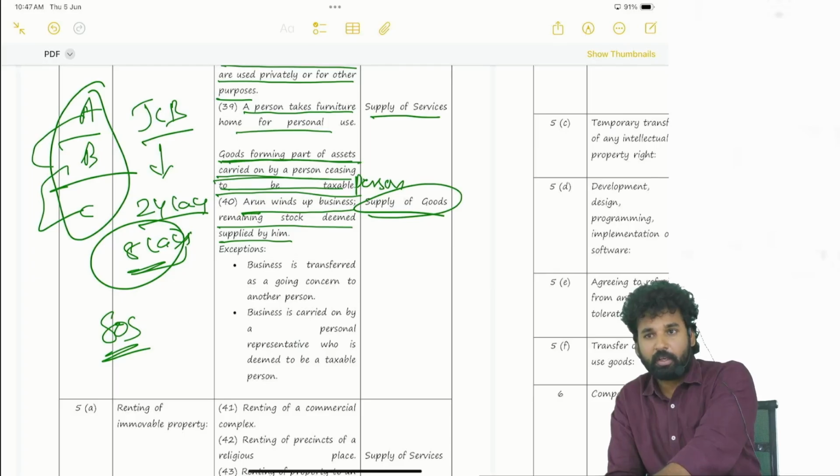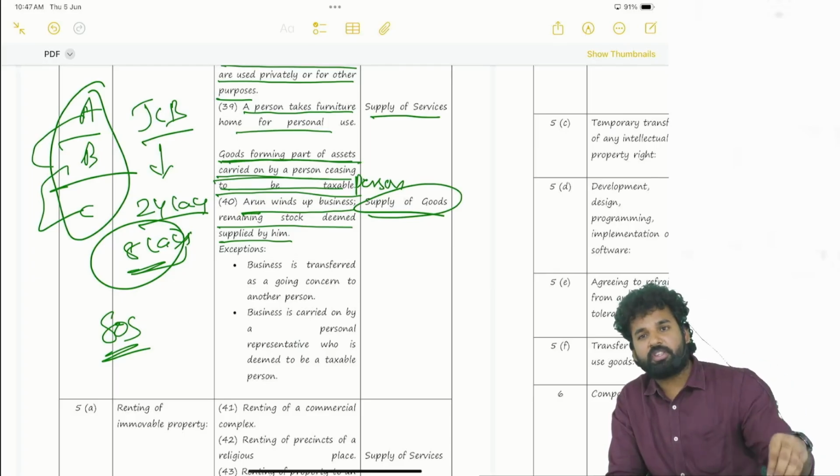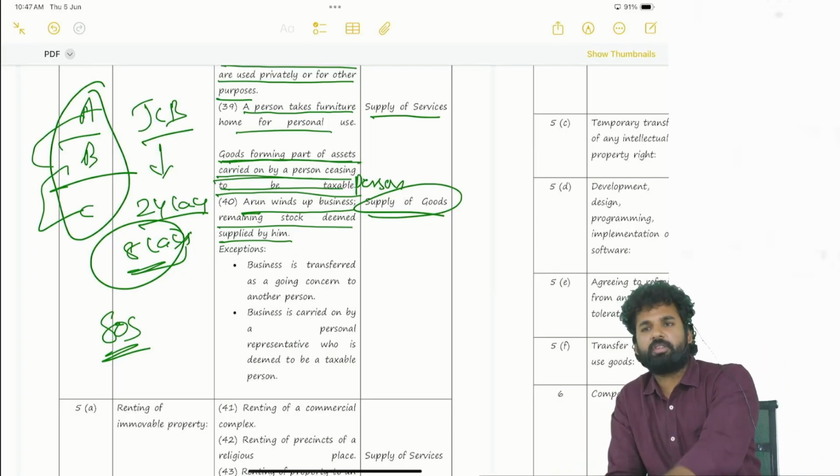But the goods which are there in the business are being carried to another business, and the same business activity will be continued there. Hence the input tax credit already taken is justified, and you need not reverse the input tax credit. That's why it is not a supply.